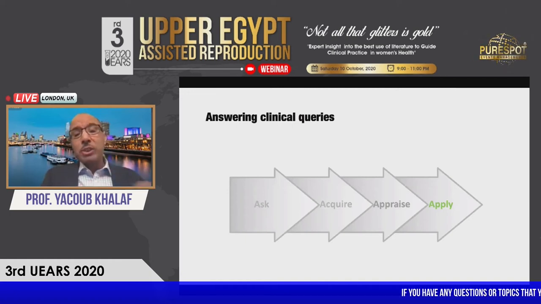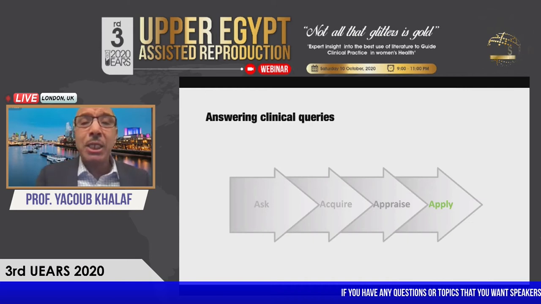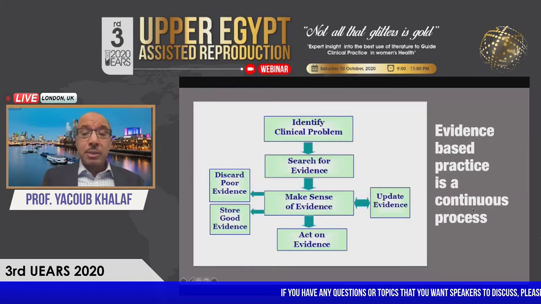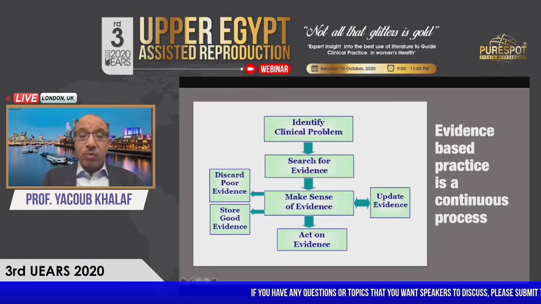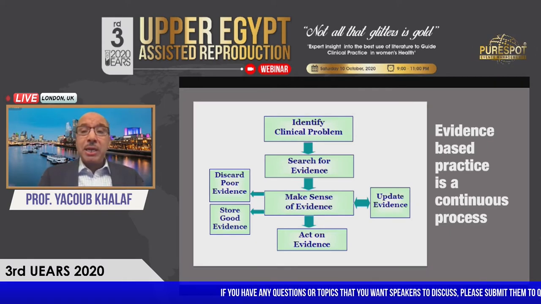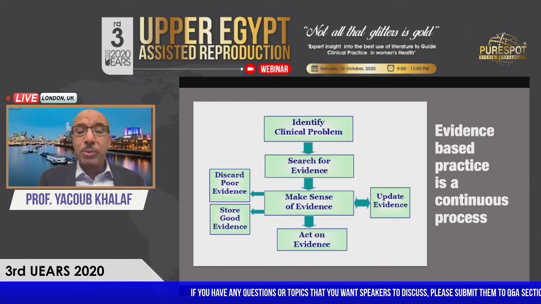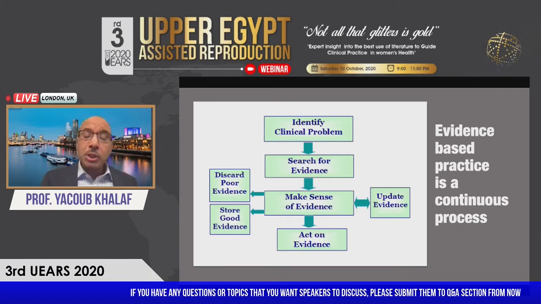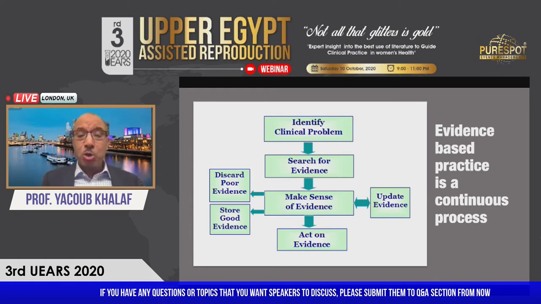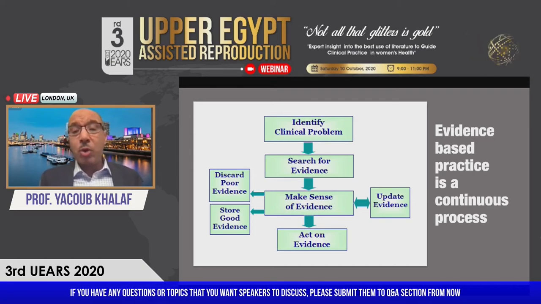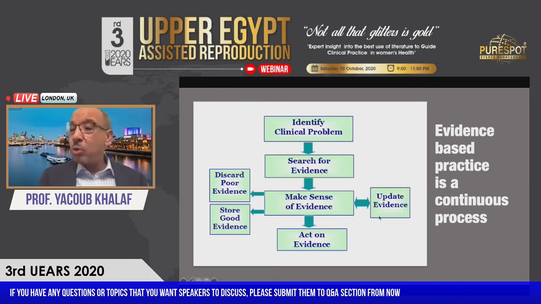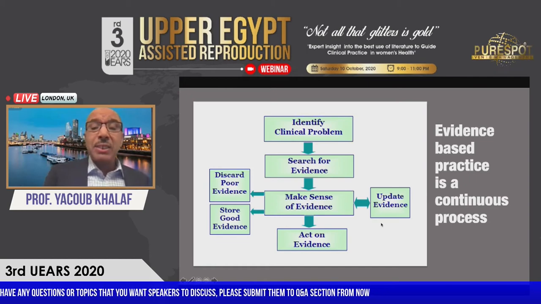Now, having finished with appraisal and knowing the good and the bad and the ugly, now comes the application. Evidence-based practice is a continuous process. The current state of affairs could change. 10 years ago, everybody was doing endometrial scratching and there was a study to back it up. But when good studies were conducted, it showed that the enthusiasm was overwhelming and there is not a lot to it. So we can change how we do things because the evidence has become dynamic.